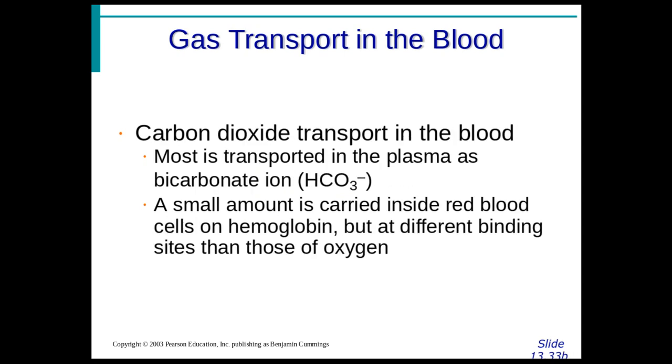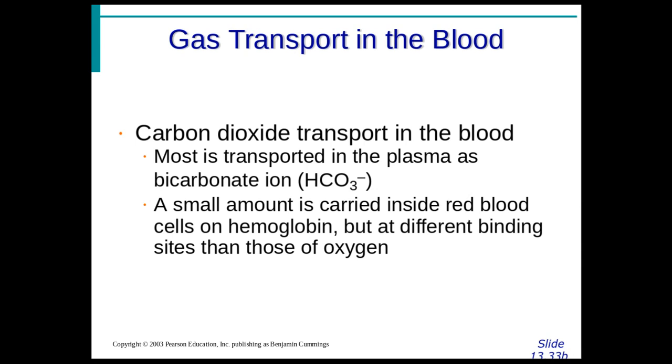Carbon dioxide transported in the blood: most is transported in the plasma as the bicarbonate ion. The blood takes up that carbon dioxide and turns it into the bicarbonate ion, HCO3-. Again, that's simply combining water and CO2 to make HCO3-. A small amount is carried inside the red blood cells on the hemoglobin, but at different binding sites.